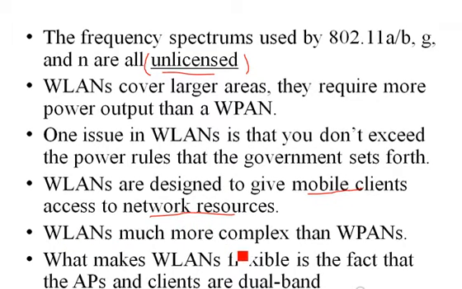A wireless LAN is much more complex than a wireless PAN. What makes a wireless LAN flexible is the fact that the AP and the client are dual band. It's dual band, not single band.